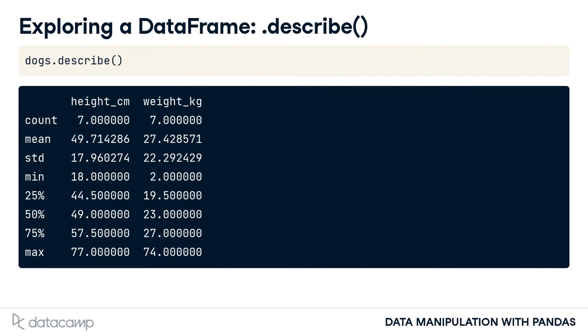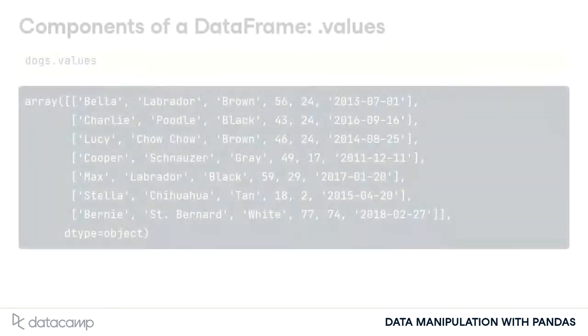The describe method computes some summary statistics for numerical columns like mean and median. Count is the number of non-missing values in each column. Describe is good for a quick overview of numeric variables, but if you want more control, you'll see how to perform more specific calculations later in the course.